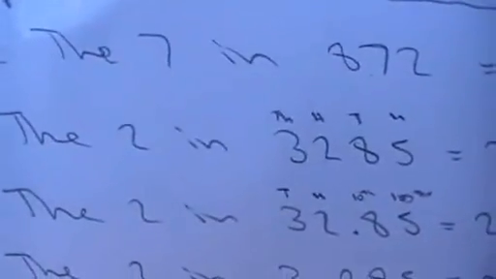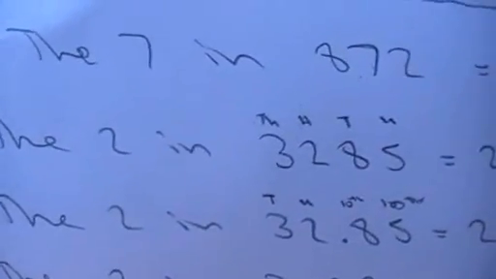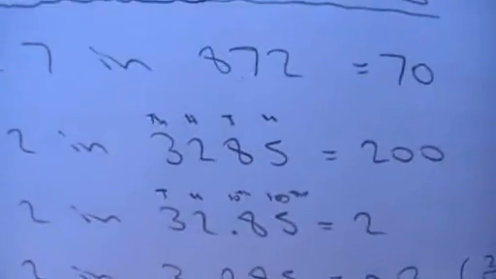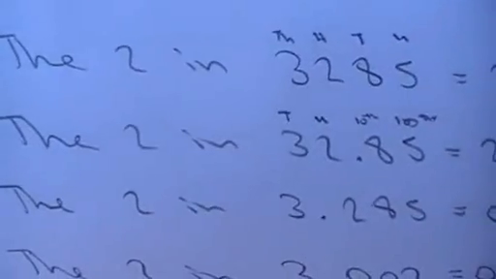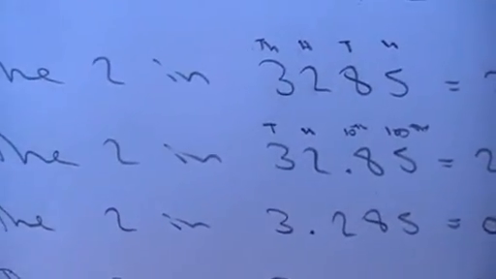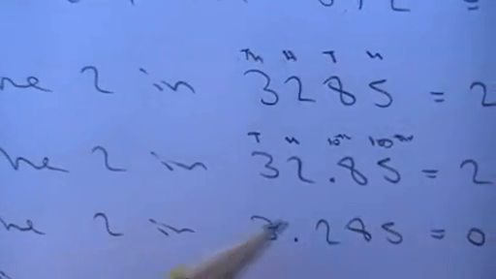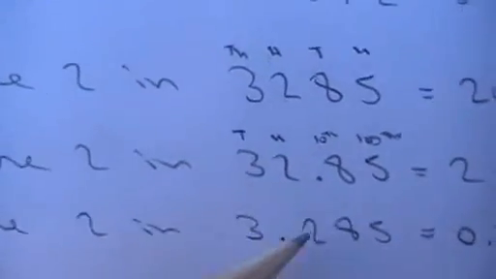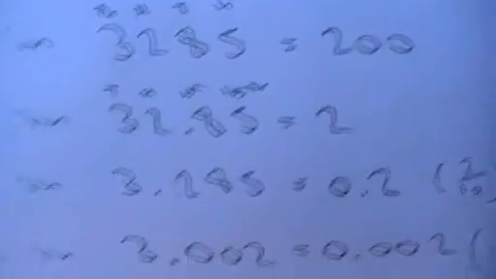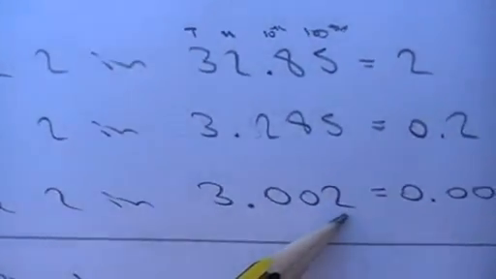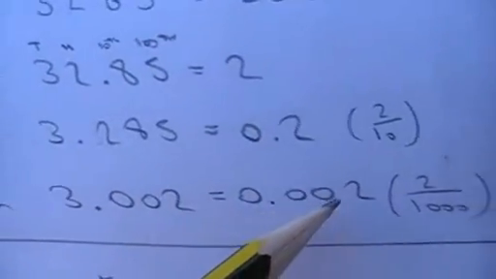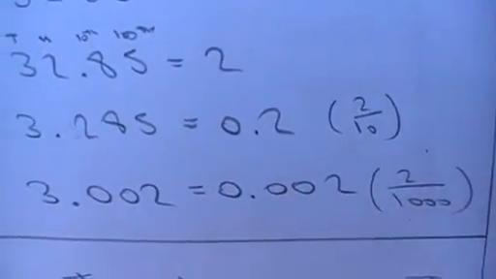The value of the 2 here, when it's in the units column, that's 2 units. And the value of the 2 here, it's in the tenths column, so units, tenths. So that's 2 tenths, 2 over 10, which is 0.2. And the value here would be 2 in the thousandths column, which is 0.002 or 2 over 1,000. Okay, so that's the easiest they'll ask you.